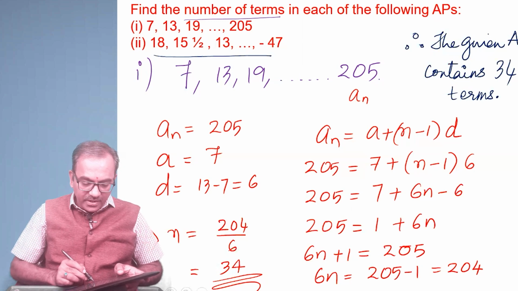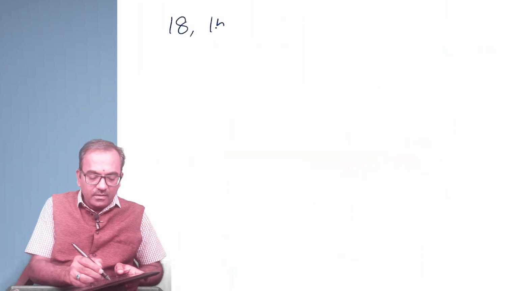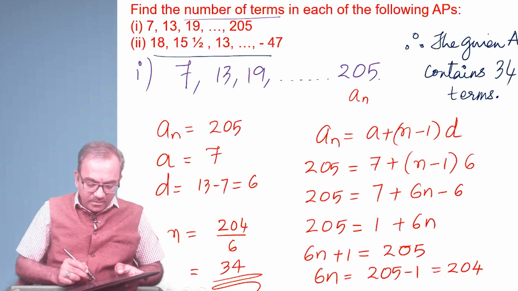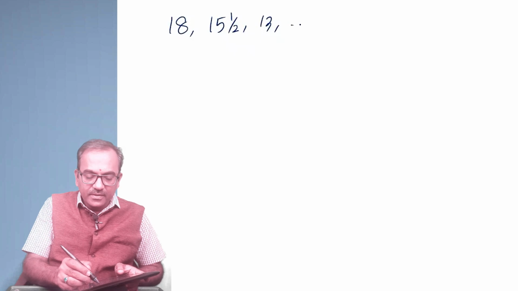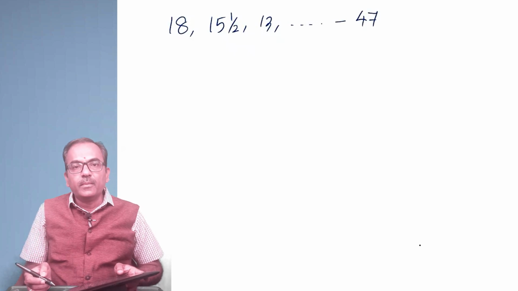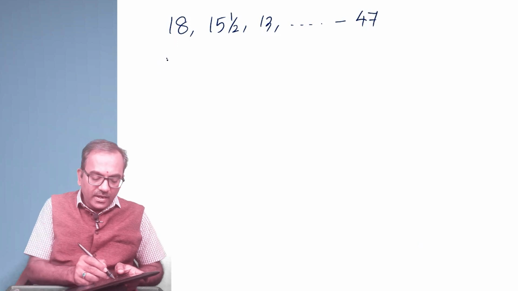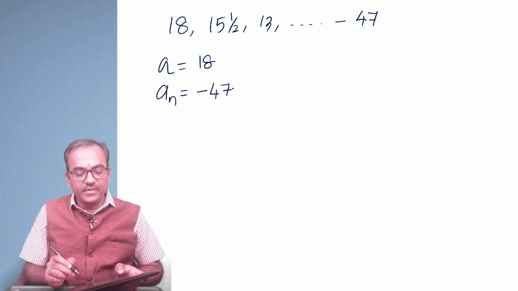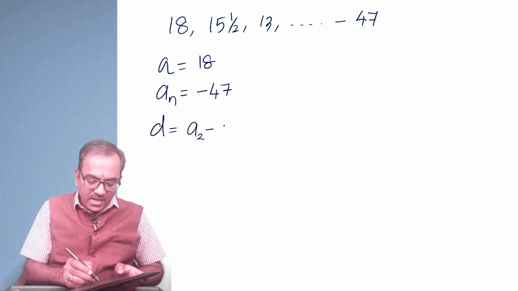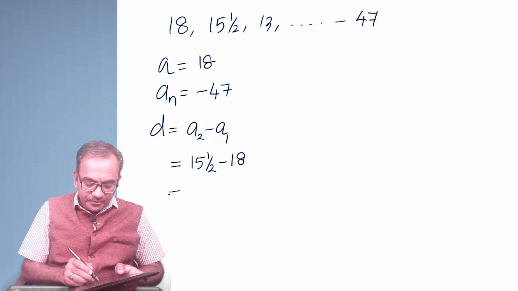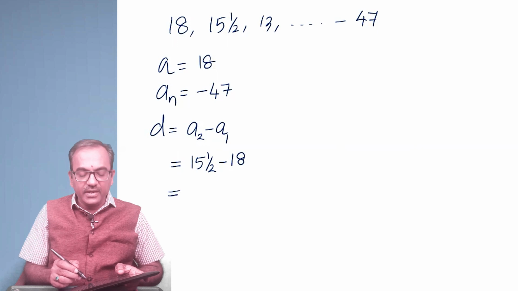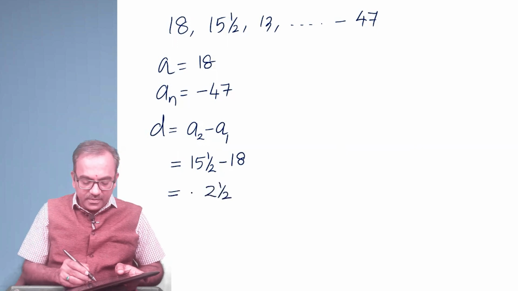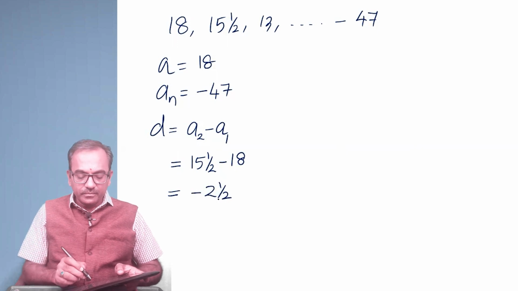Here it is 18, 15 and a half, 13, up to minus 47. Now note that a is equal to 18 and of course an is minus 47, which is clearly given. Now we have the challenge. Since this is a fraction, d is a2 minus a1, that is 15 and a half minus 18. 18 minus 15 and a half is 2 and a half, and since 18 is bigger, we have minus 2 and a half here.